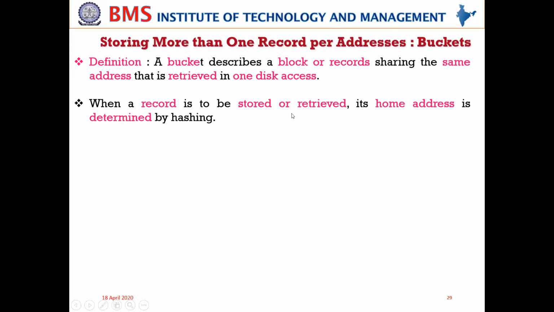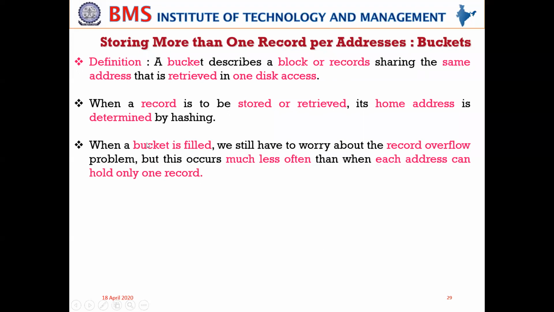When a record is to be stored or retrieved, its home address is determined by hashing. Like in the previous example, whenever you want to store a record or search for a particular record, the key value of the record should be given as an input to the hashing function. The hashing function generates the home address. You go to the appropriate home address where the bucket is stored, and then add your record or fetch the record from that bucket.